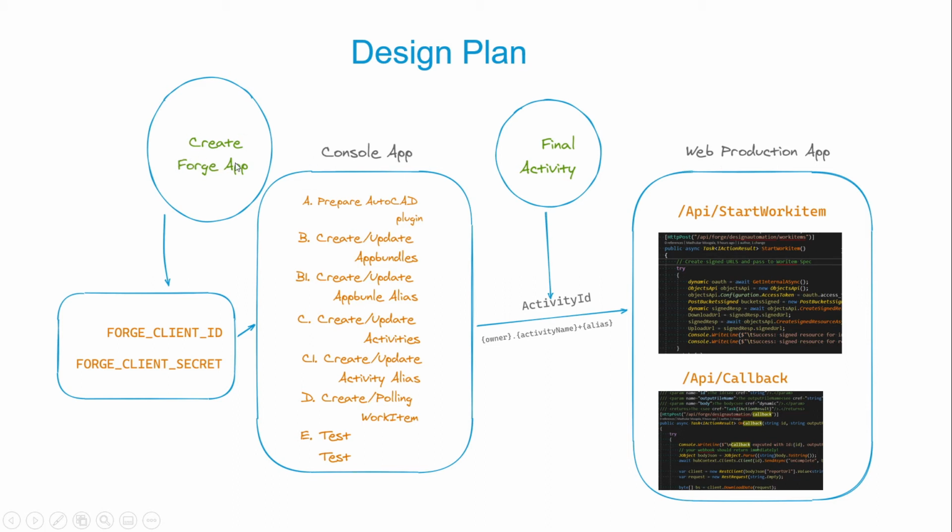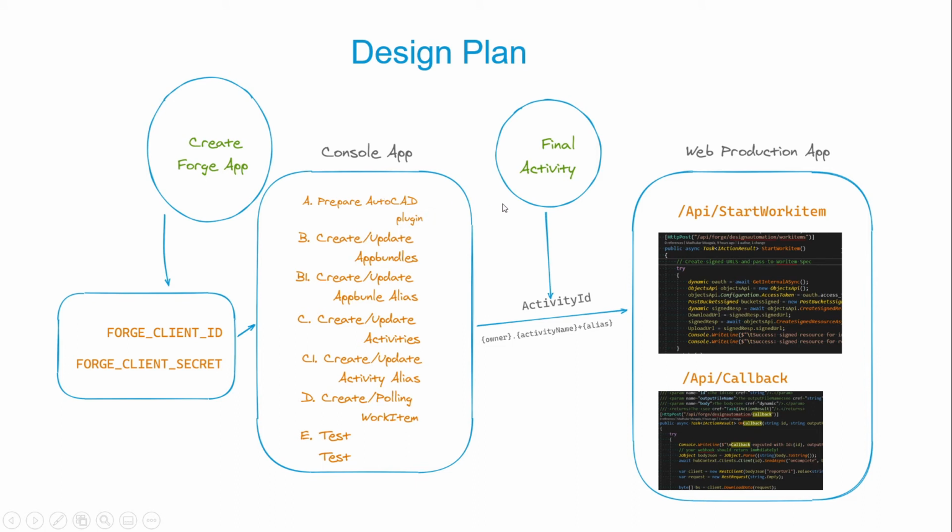The first thing, you need to create a Forge app, get those client ID and client secret. In the console application, I always use a console application, and I do not create any web production app directly. I will treat this console application as a test bed. First, I'll create an AutoCAD plugin and I will test against AC Core console.